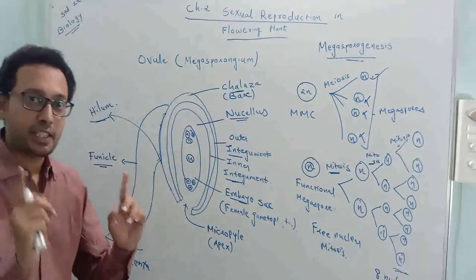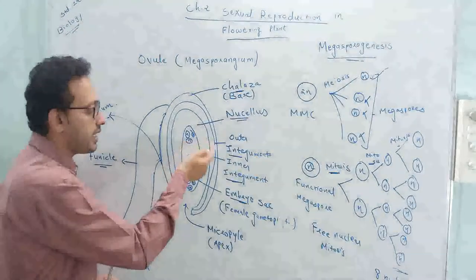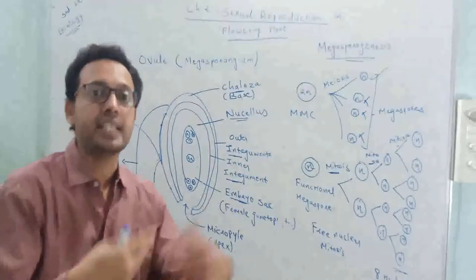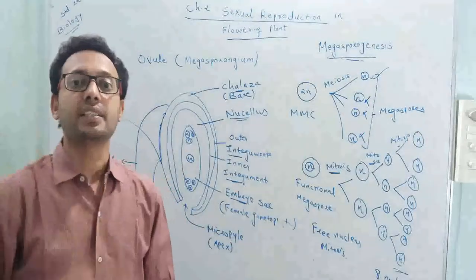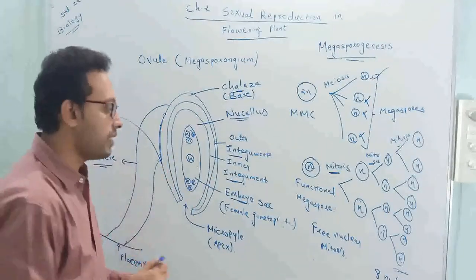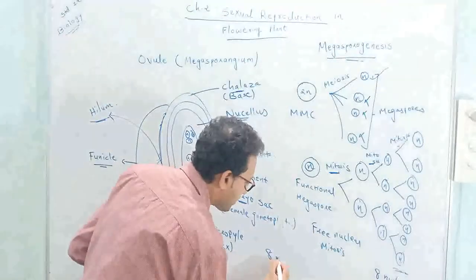Okay, so at maturity, how many cells? 8 cells. 3 plus 3 is 6, 6 plus 1 is 7. Now the 8 nuclei convert into 7 cells. And here the two nuclei get converted. So this condition is called 8 nucleate.